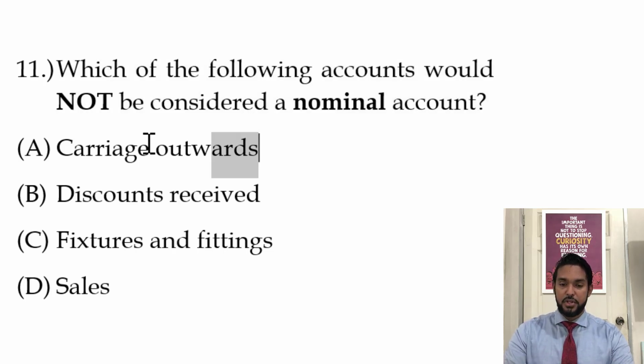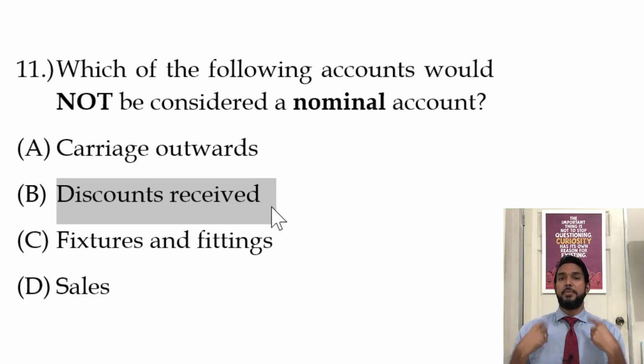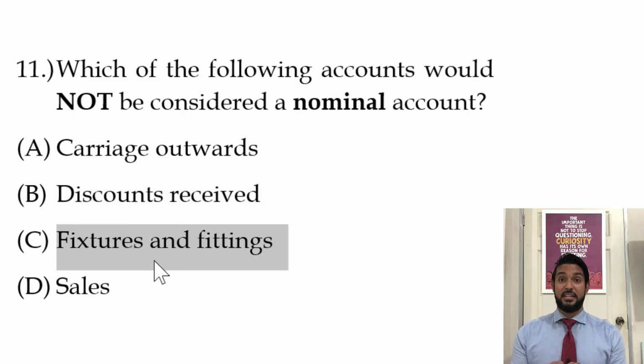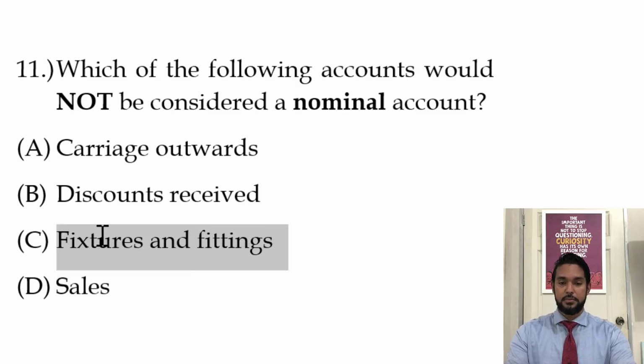So let's go. Carriage outwards is when the company pays for delivery to customers. That's an expense, that's a nominal account, so that is not an option. Discount received is when we make early repayments and we receive discount from the creditor. That is definitely a revenue, so therefore it is nominal. Fixtures and fittings, assets. That's a real account, hence not nominal. Let's just check option D. Sales is revenue, therefore it is a nominal account. So C is the answer.